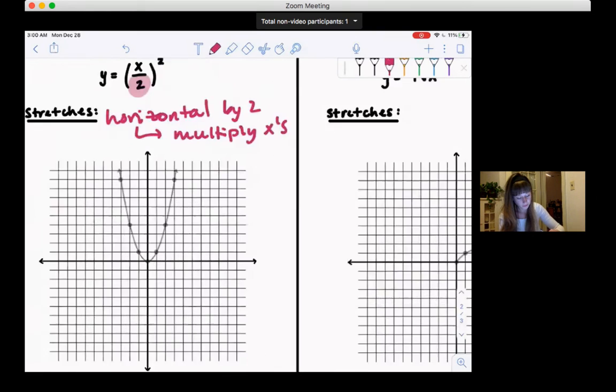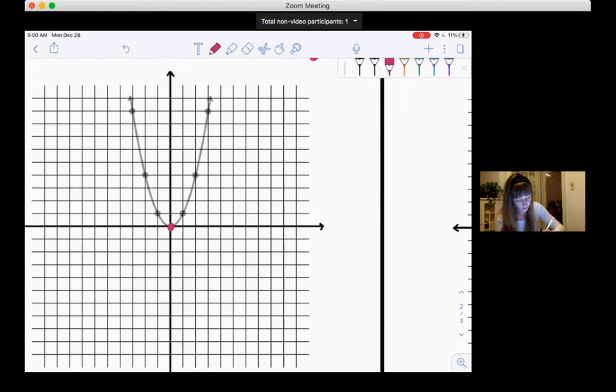Okay, so let's see how this works. Start in the middle. The x value at this point is 0. 0 times 2 is still 0, so that point stays where it is. Now let's look at this point. The x value at this point is 1, right? We're at x equal to 1. I'm going to multiply that by 2, and I get my new point has an x value of 2. So I'm going to keep the y value the same and move that point out to an x value of 2.